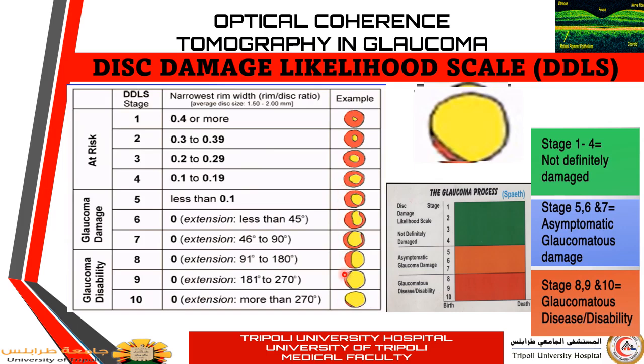So this is a very useful tool for quantifying the severity of glaucoma, as well as following up the progression, and making a strong structural-functional relationship between these changes in the optic disc and the visual field. So this is also the colored graphic scale of glaucoma staging.